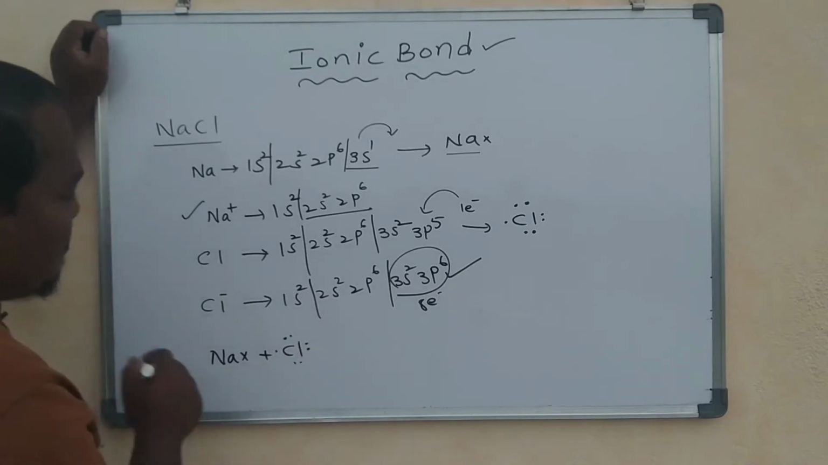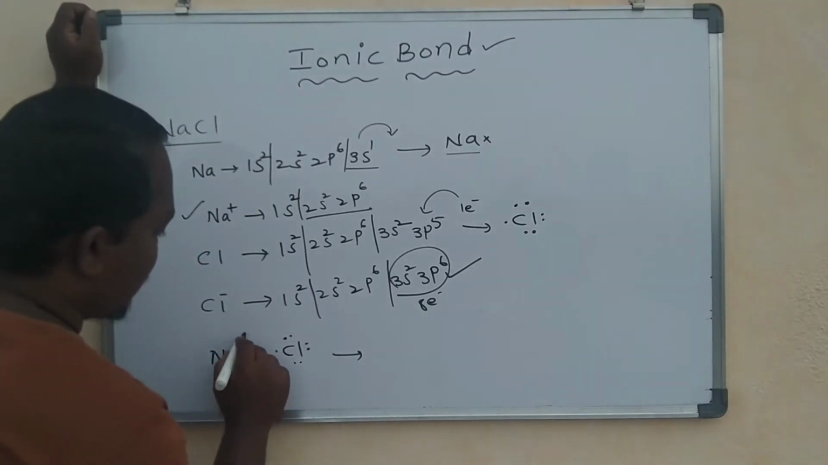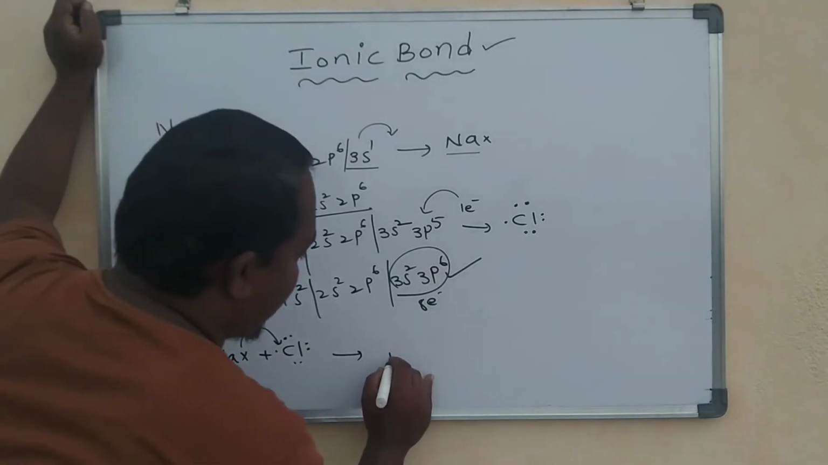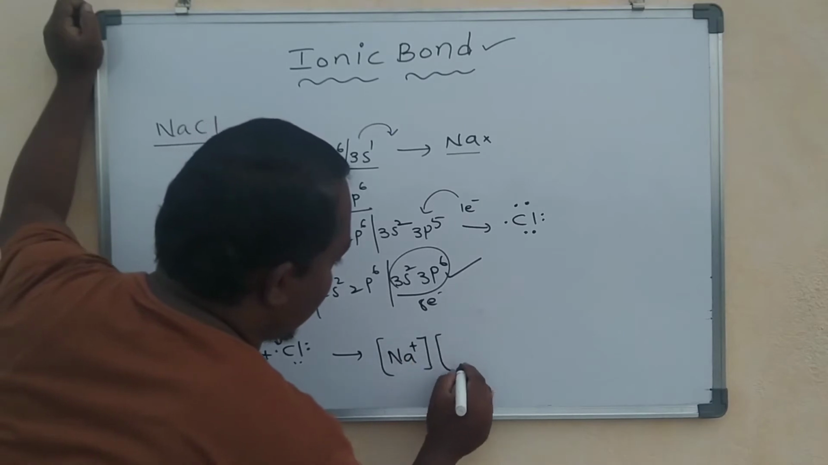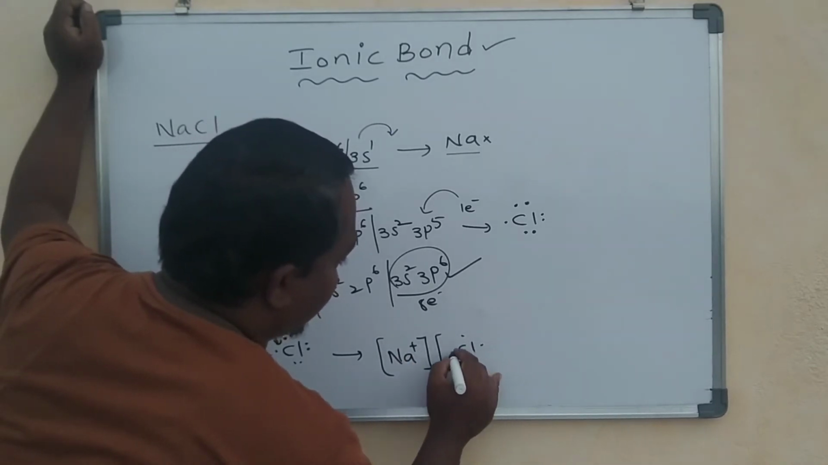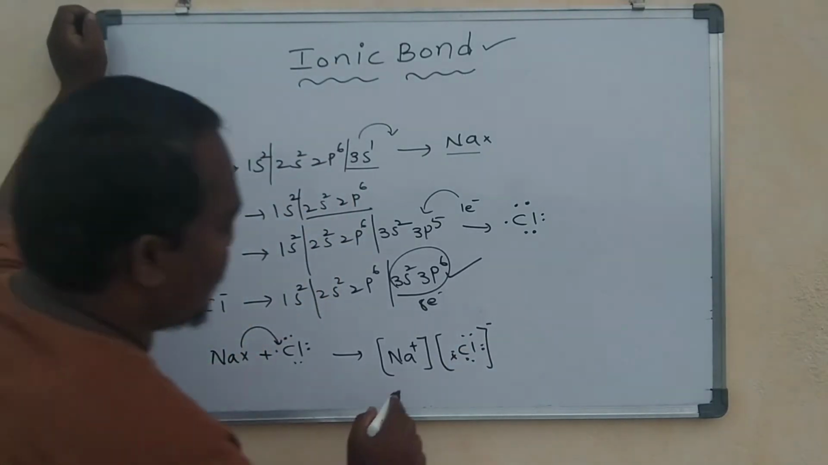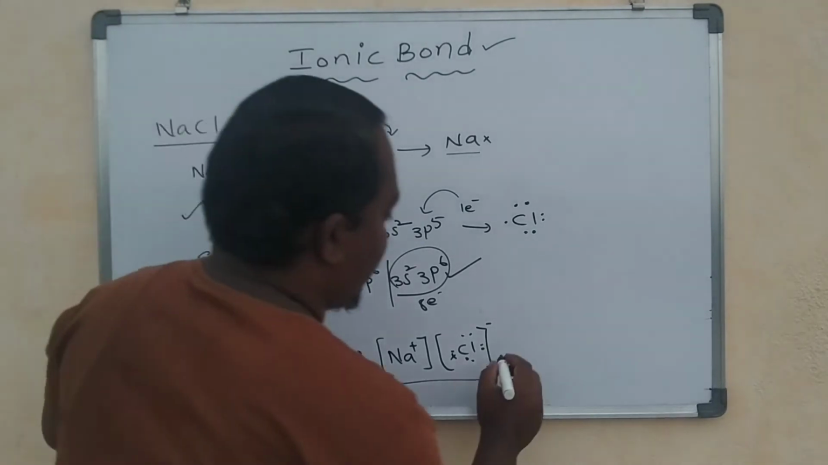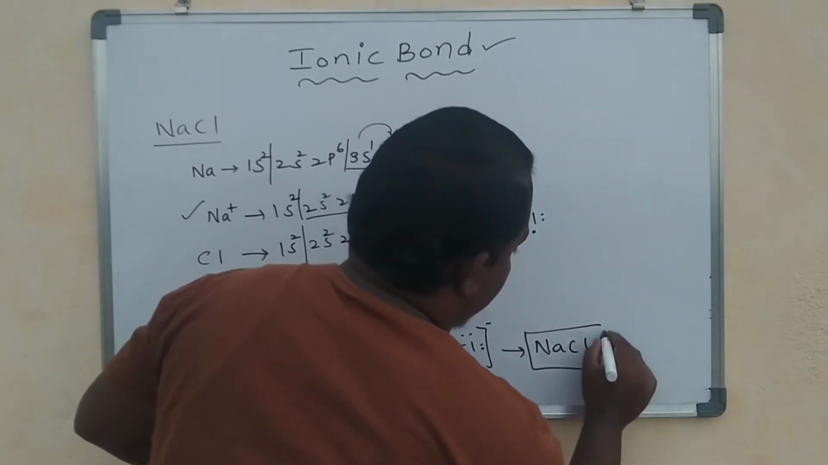When they are taken like this, the metal atom transfers 1 electron to the non-metal atom, and we get Na plus and Cl minus. We get a bond formation between the sodium and chlorine atoms, and finally we write it like this, sodium chloride.